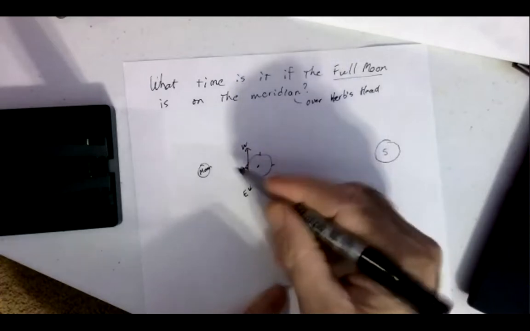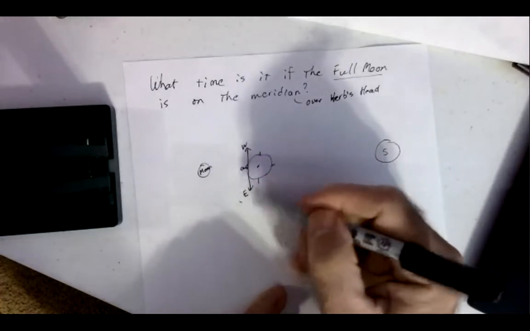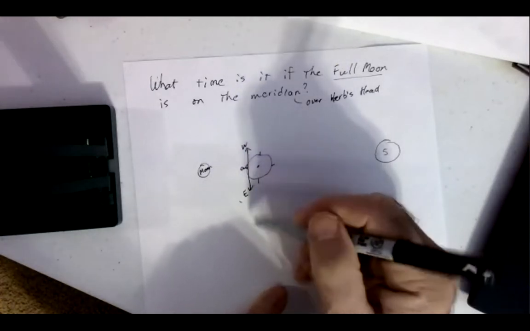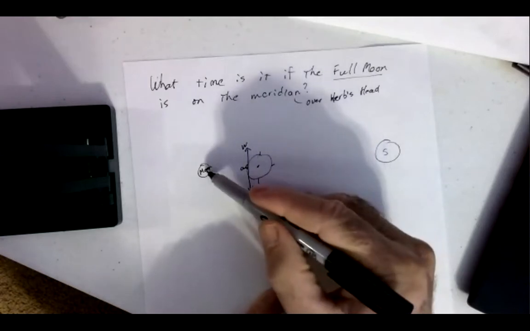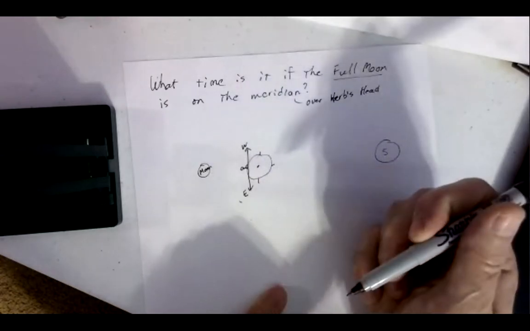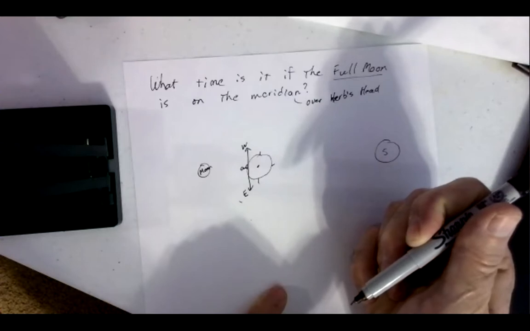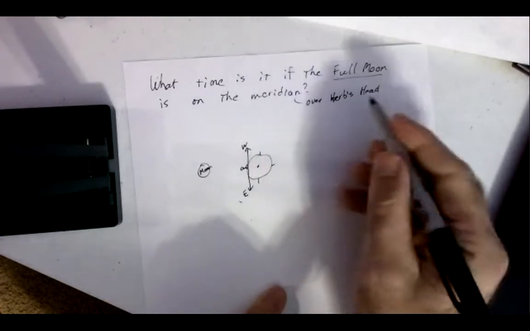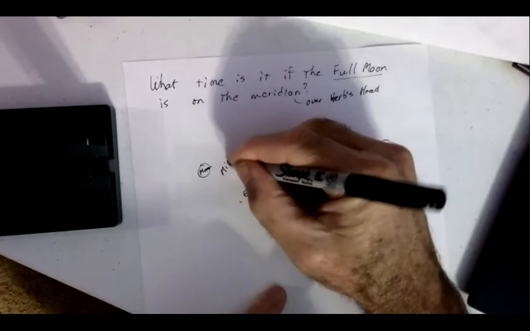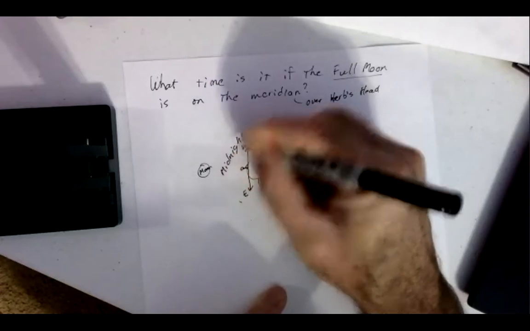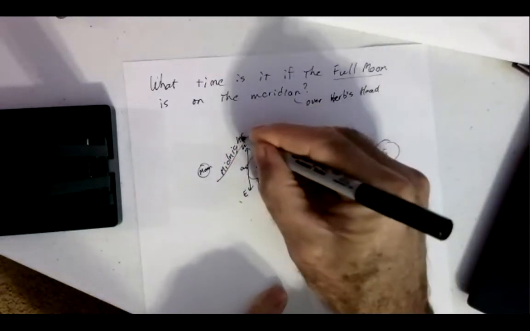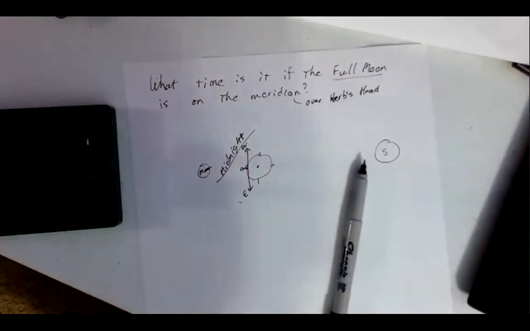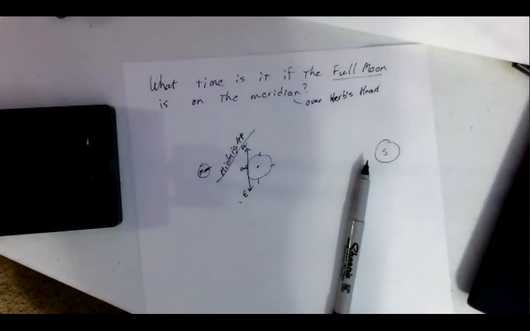The moon can be in 3 different spots for one specific time. It can either be rising in the east, on his meridian, or setting in the west, depending on what phase it is in. So in this case, your answer would be midnight because it's directly over his head. Does that make sense? Yes, sir.